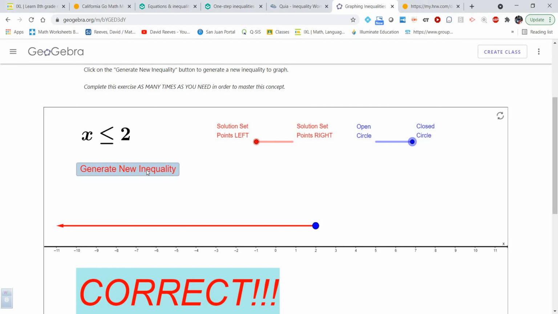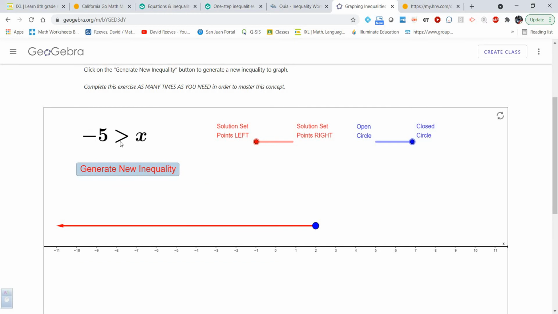There it is. All right, now I'm going to generate a new one. Okay, now this is why I wanted to come here. Notice now the variable is on the right, okay? So many times people say, well, greater than goes to the right and less than goes to the left, but that doesn't always work. So let's look at what this says.